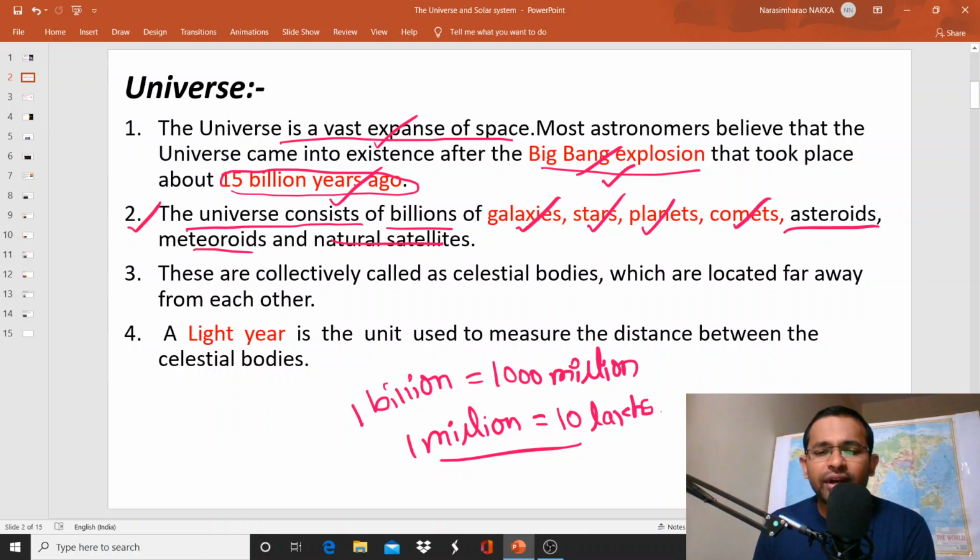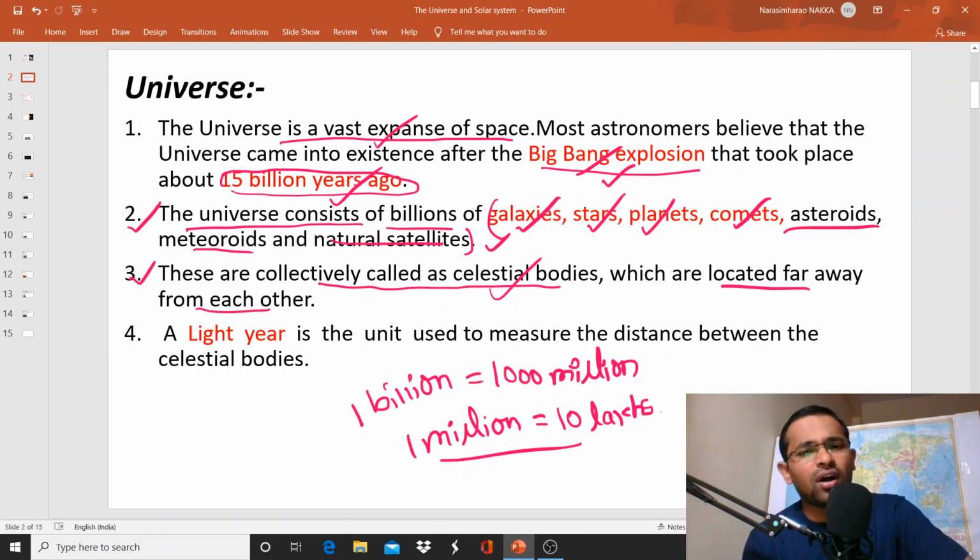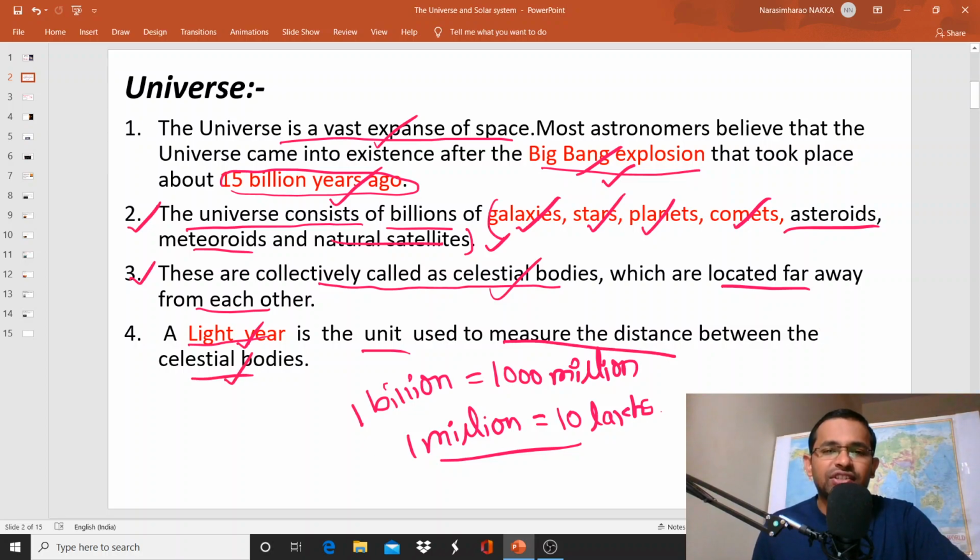We are going to deliberate about all the elements of the universe. These elements are collectively called celestial bodies, which are located far away from each other. The next question is how far they are located. What is the distance between the celestial bodies? For this, we use an astronomical unit, that is the light year. So what is a light year? It is the unit used to measure the distance between the celestial bodies.